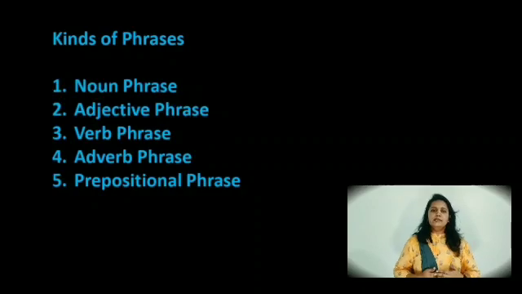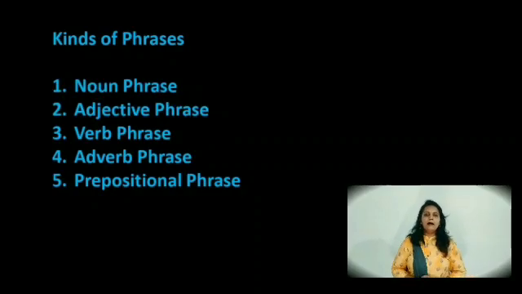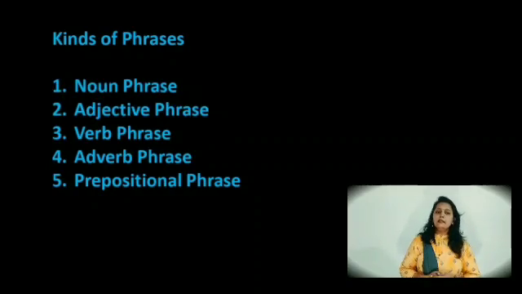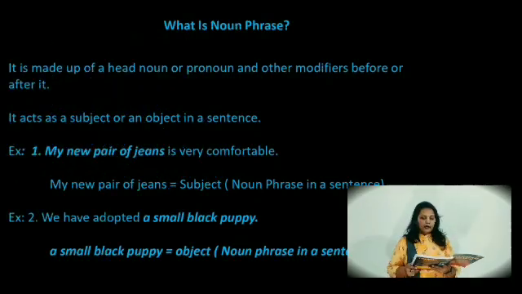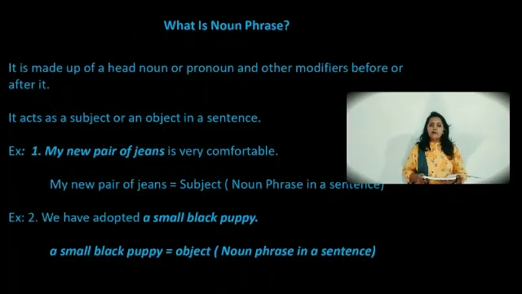Till now we have studied what is phrase. As I told you, a phrase is a group of words which doesn't have a finite verb and it doesn't make complete sense without the other part of a sentence. Then I told you there are 5 kinds of phrases: noun phrase, adjective phrase, adverb phrase, verb phrase, and prepositional phrase. Let's see a noun phrase.